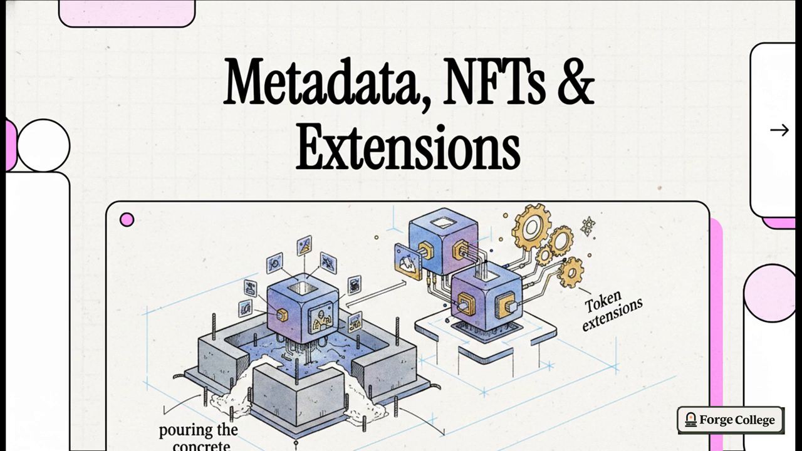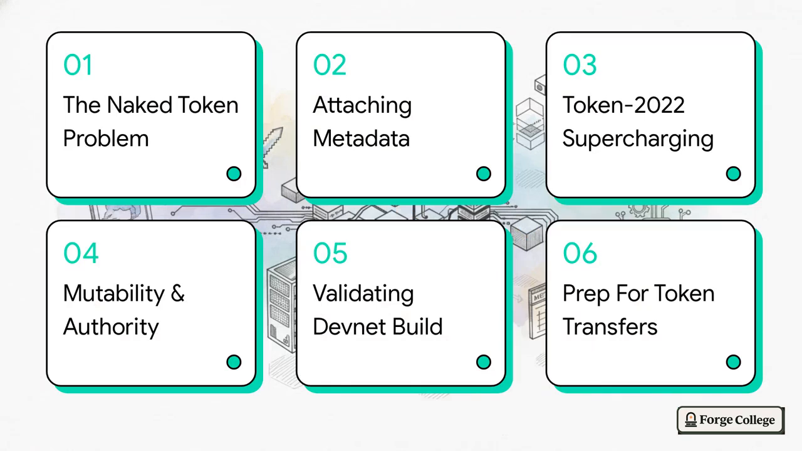Let's dive right in. Okay, let's take a quick look at the agenda sketched out here. We've got 6 key areas. First, the naked token problem. Second, attaching metadata identity. Third, supercharging with Token-2022. Fourth, mutability and authority rules. Fifth, validating your devnet build. And finally, number 6, prepping for token transfers.